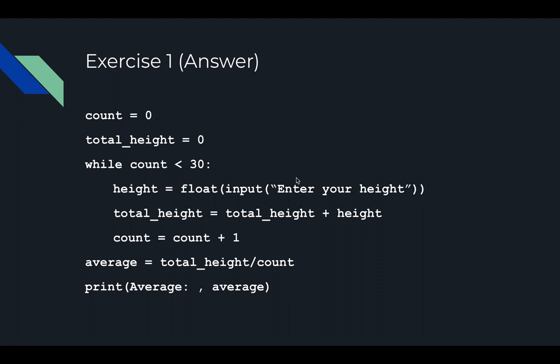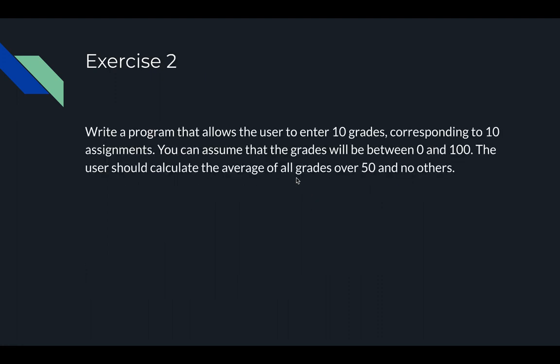All right, let's check it. Let's do another exercise. Write a program that allows the user to enter 10 grades corresponding to 10 assignments. You can assume the grades will be between 0 and 100. The user should calculate the average of all grades over 50 and no others. Okay, so we're going to allow the user to enter 10 grades, but we're only going to calculate the average of all grades over 50.